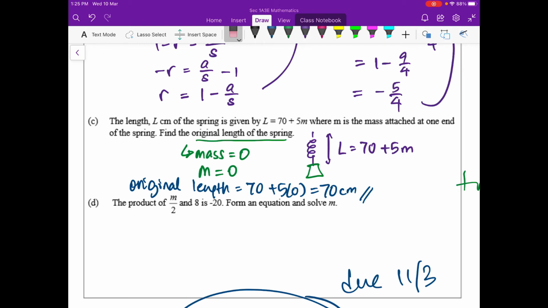The greater the mass, the greater the extension. But when you remove all the mass, that implies that M itself has a value of 0. We are not putting anything there. So 0 times 5 is 0. There is no extension at all. It goes back to the original length of 70.